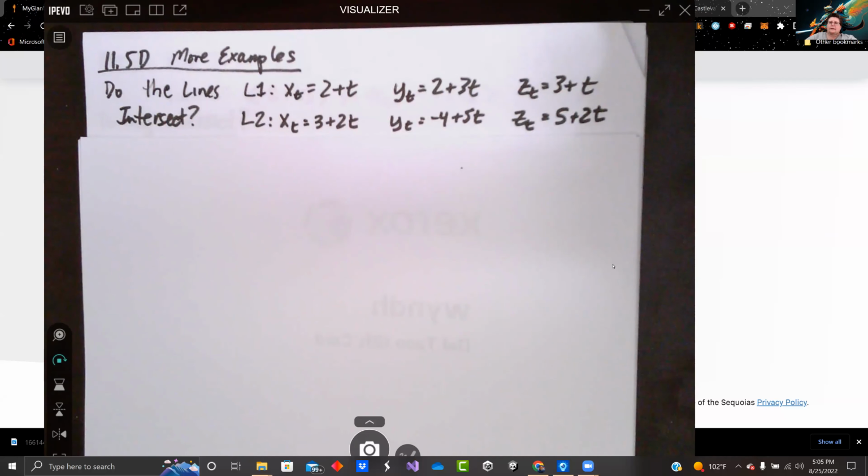Hey everybody, welcome back. So we're looking at parametric equations of lines. This is Calculus 3. We're in 11.5 of Anton's book. Let's just jump right into it.